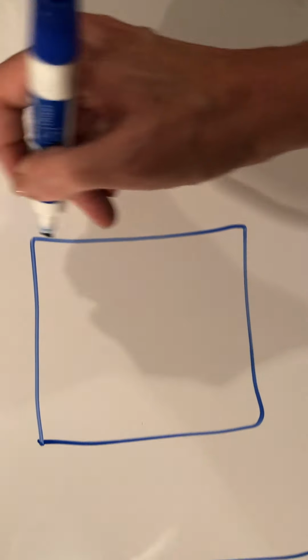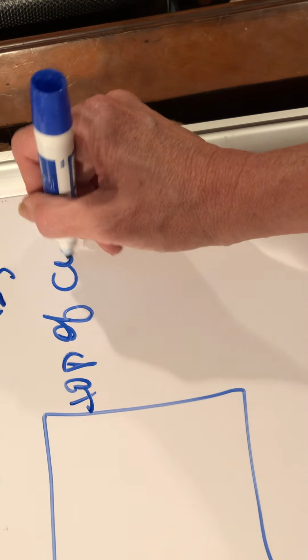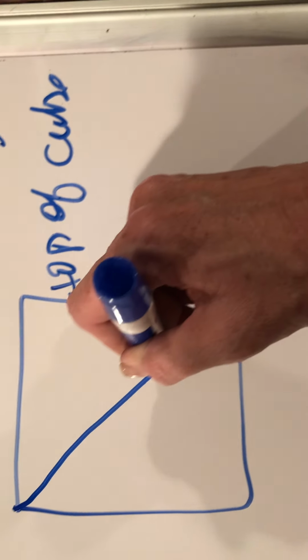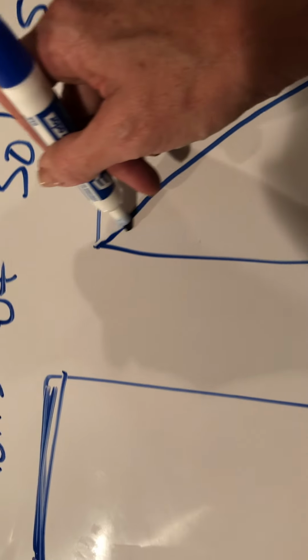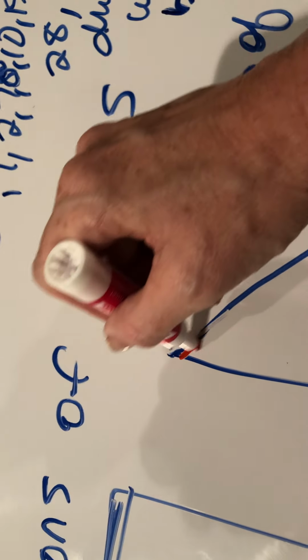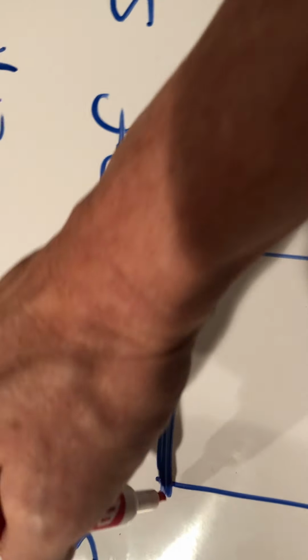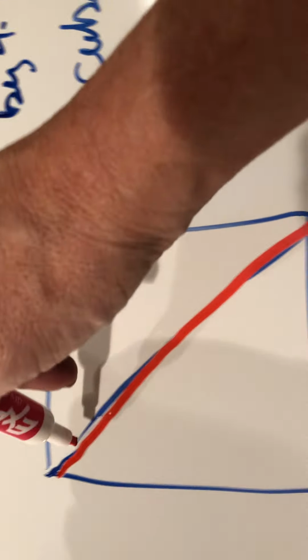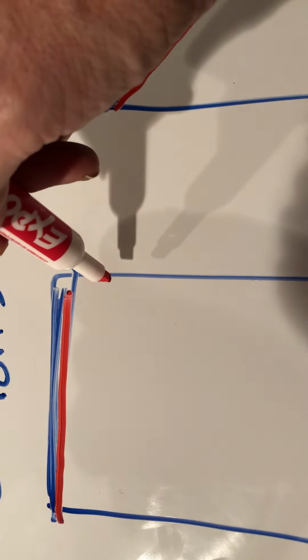So let me draw the top of the cube. This is the top of the cube. This right here is the top of our cross section. Okay, these two right here are the same line. So let me show you. Okay, it blacked out. So let me do this. My marker doesn't want to open. Okay, so this red line right here is this red line right here. So this part is the top of our cross section.